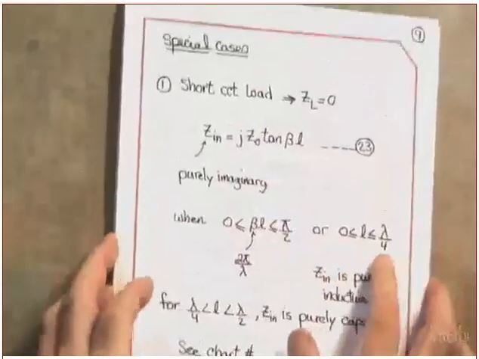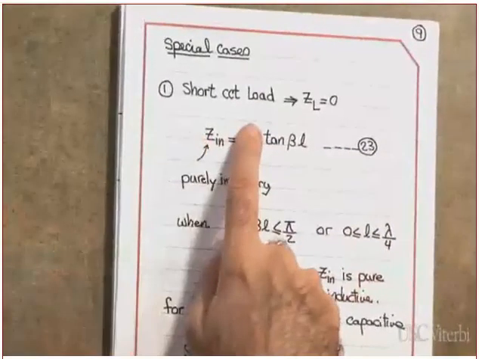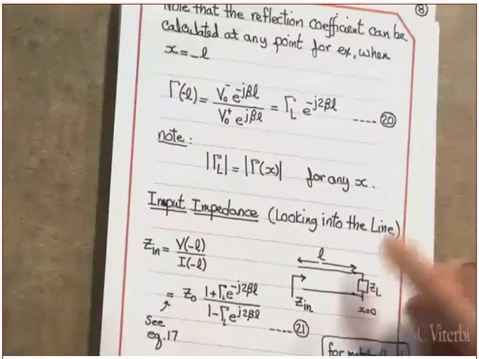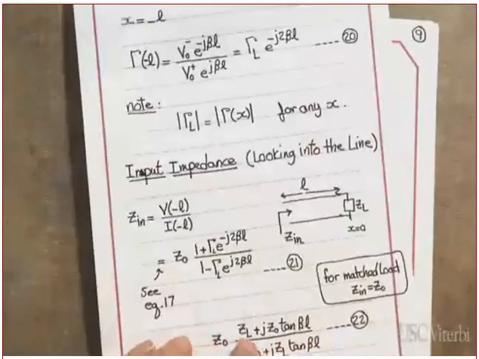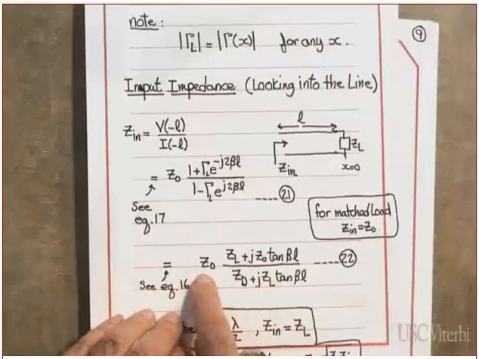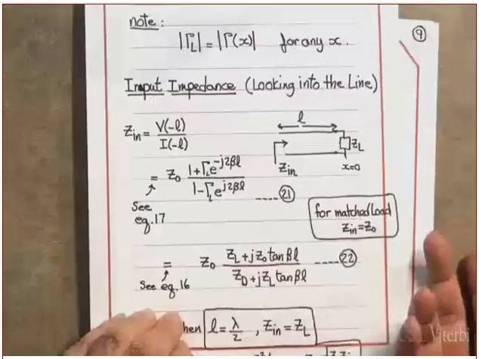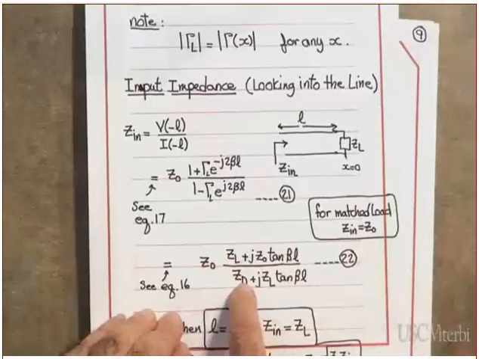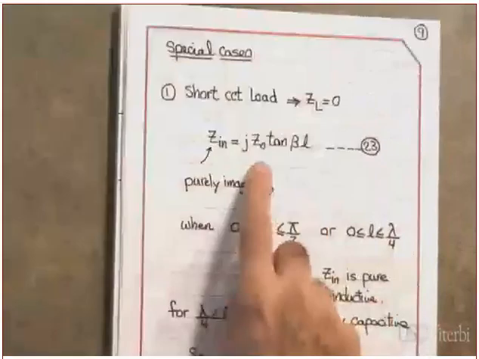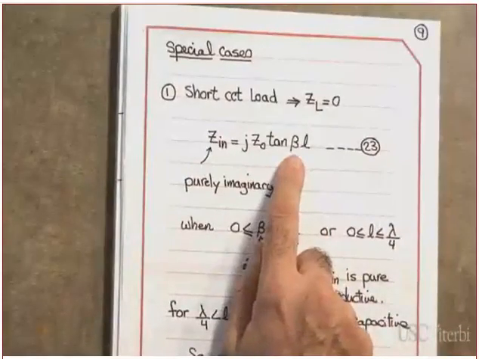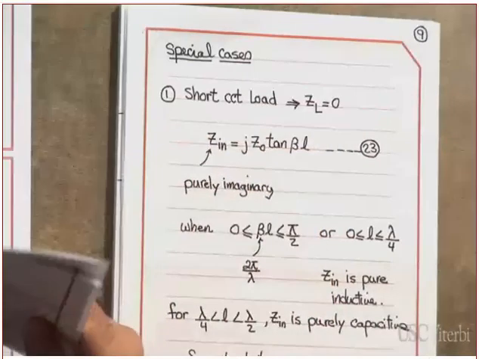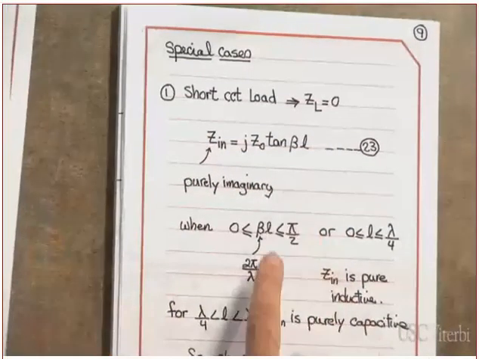Now, a special case. What is a special case? If you short circuit the load, it means you put a short circuit here. Did you get this or not? What does it mean? In this equation, ZL equals 0. So this is 0, and you end up with what? 0 divided by 0 is gone, so you end up with Zin equal to j Z naught tangent beta L. Inductive or capacitive? Or does it depend on L? It depends on L, on beta L.